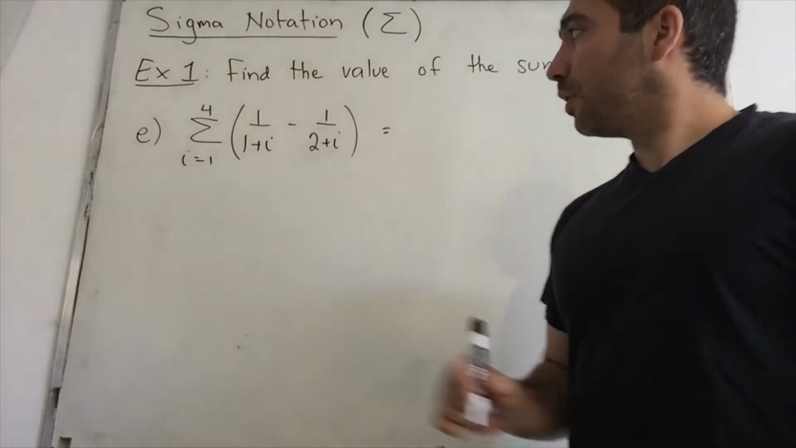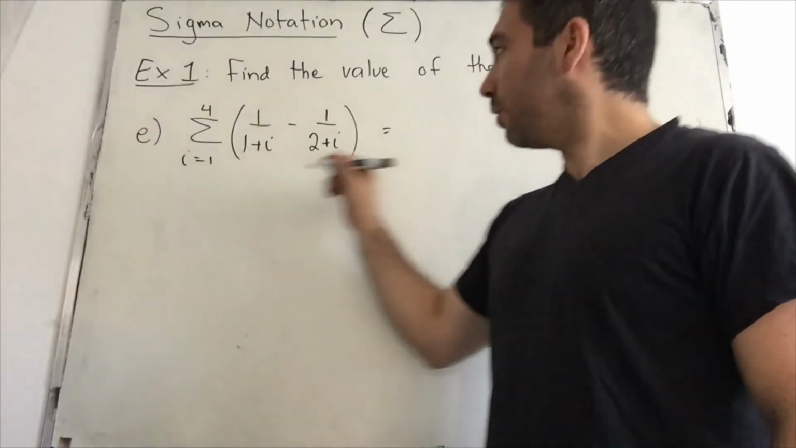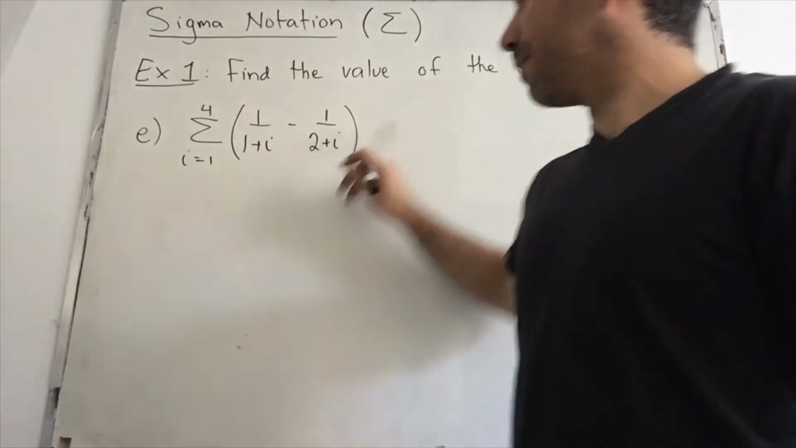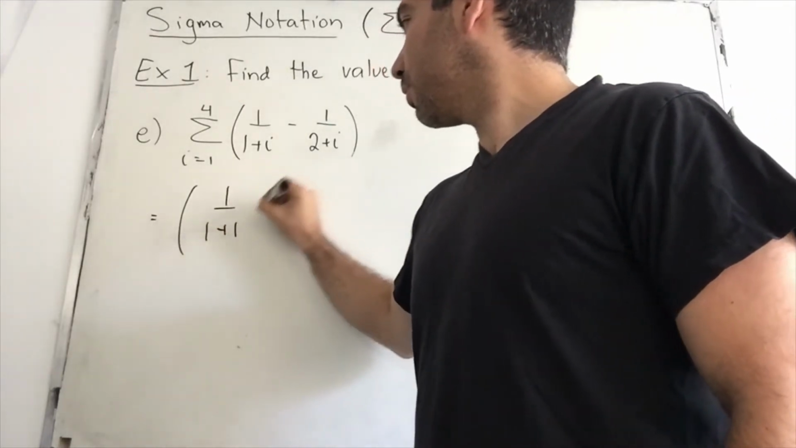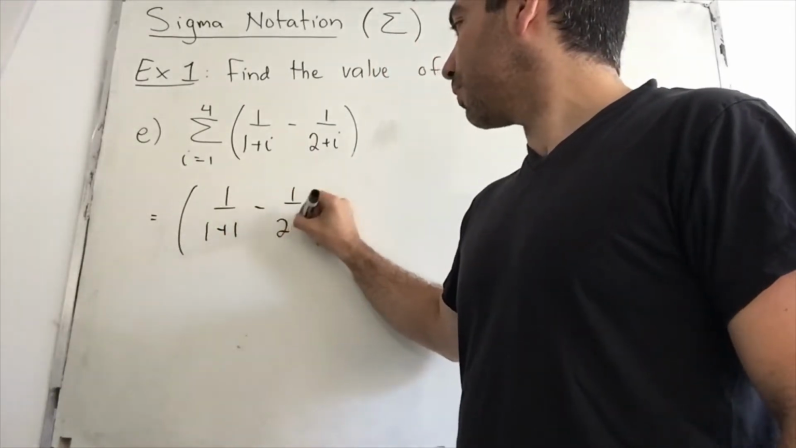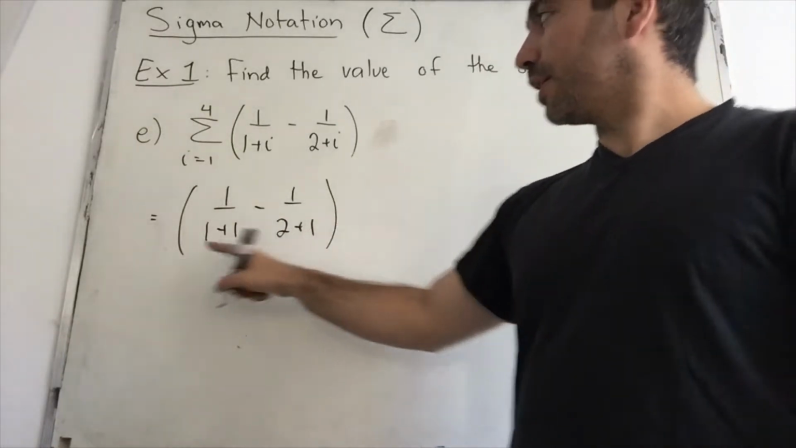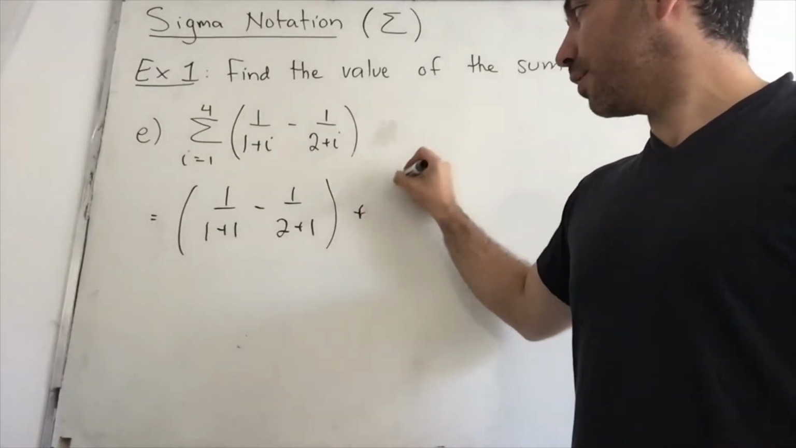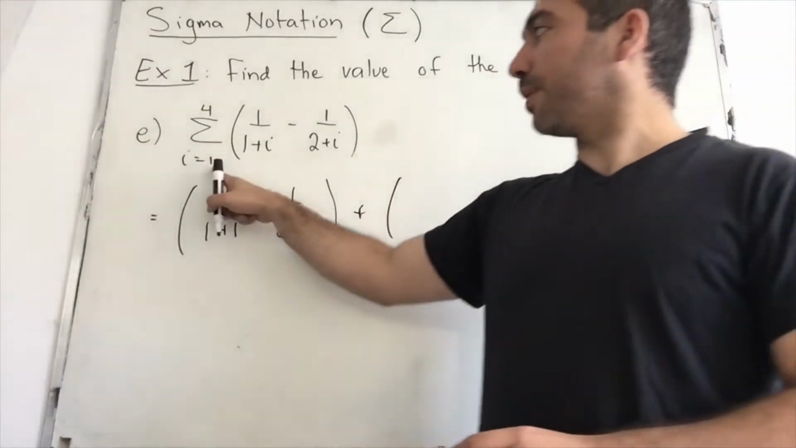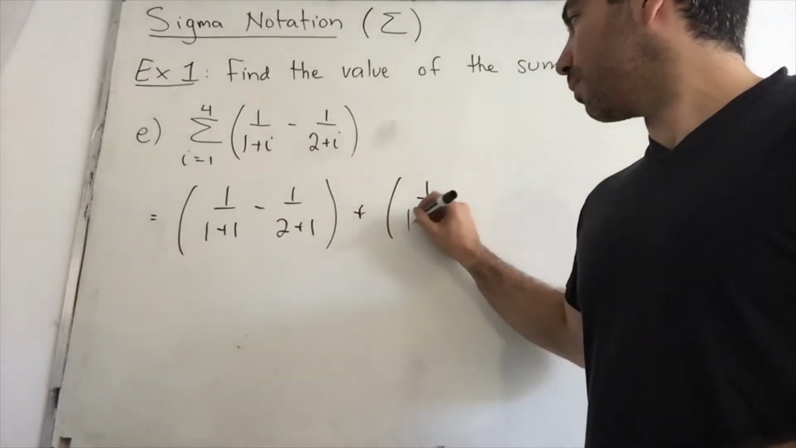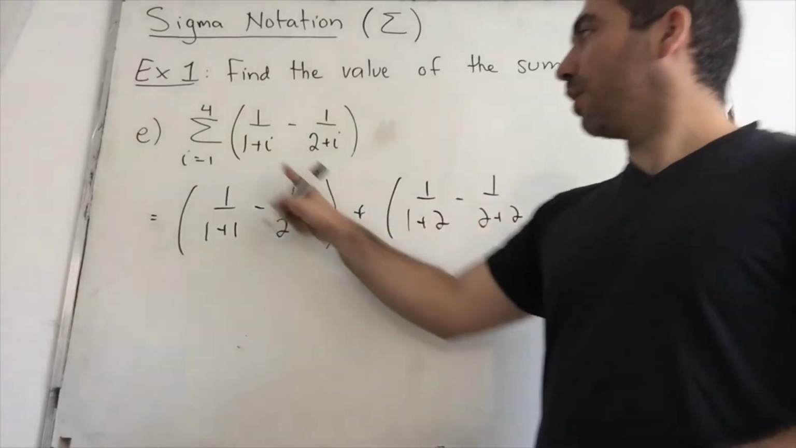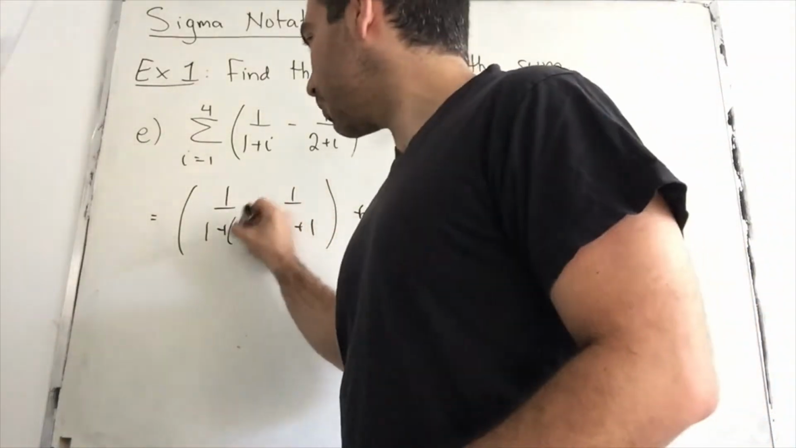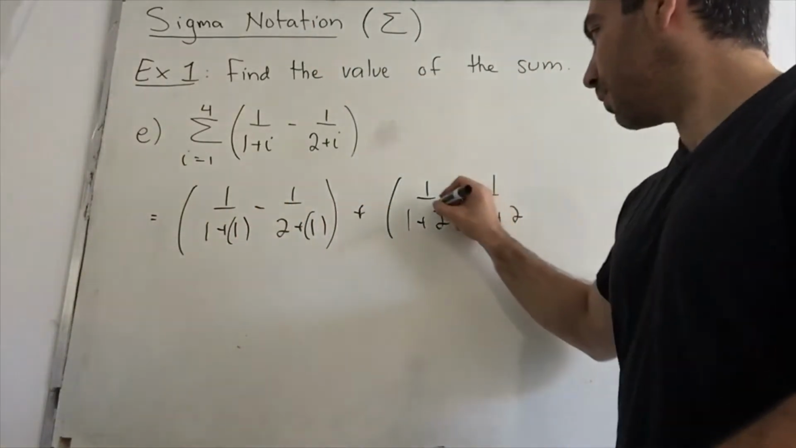So we start off by substituting the i's with 1. Let's do it down here just to give myself some room. So we have 1 over 1 plus 1 minus 1 over 2 plus 1. Okay, this is the first bracket. The next one we have is, we're going to replace it with 2. So 1 over 1 plus 2 minus 1 over 2 plus 2. So we're substituting all the i's with 2's. Let's put this in brackets just to make it a bit more apparent.